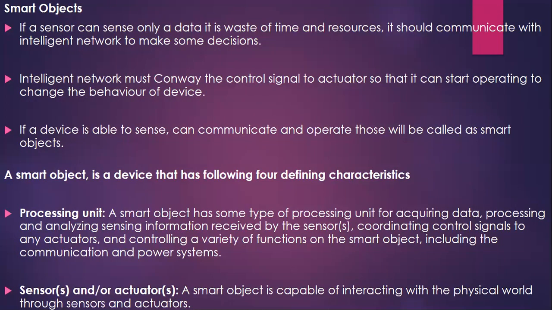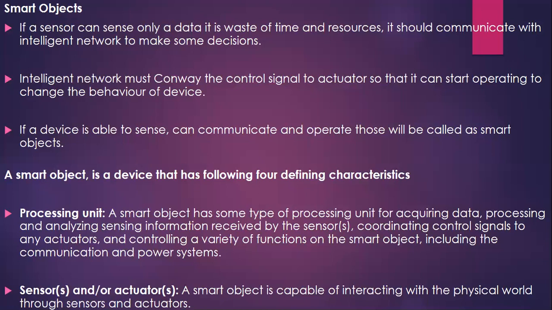A smart object has some type of processing unit for acquiring data, processing and analyzing the sensing information received by the sensor. Then coordination: control signals to any actuator, controlling a variety of functions on the smart object, including the communication and power system.